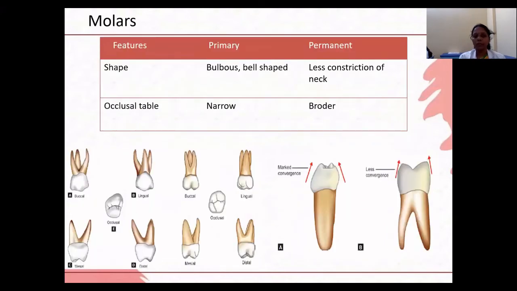Next, moving on to the shape-wise difference which you see more in the molars. I already told you that the primary first molar does not resemble any of the teeth of the permanent dentition, and the more prominent feature which you see in the primary first molar is that it is more bulbous when compared to the permanent first molar. It is more constricted at the neck, and the occlusal table in the primary molars is very narrow, but for the permanent teeth, it is broader.